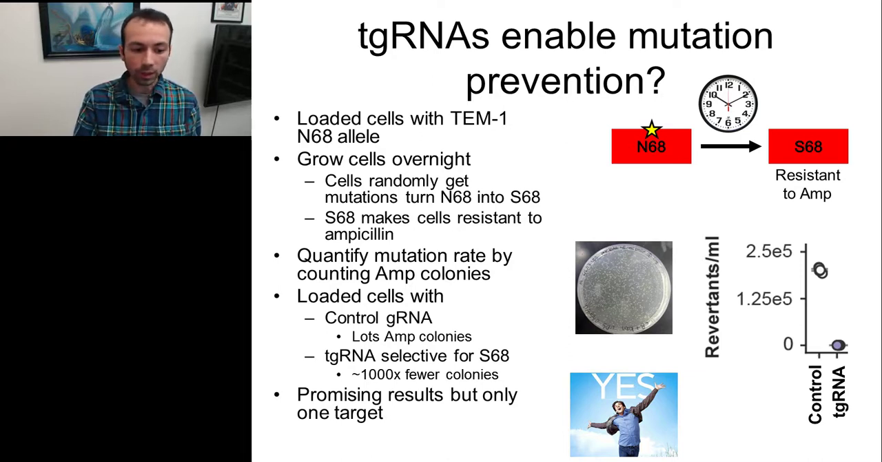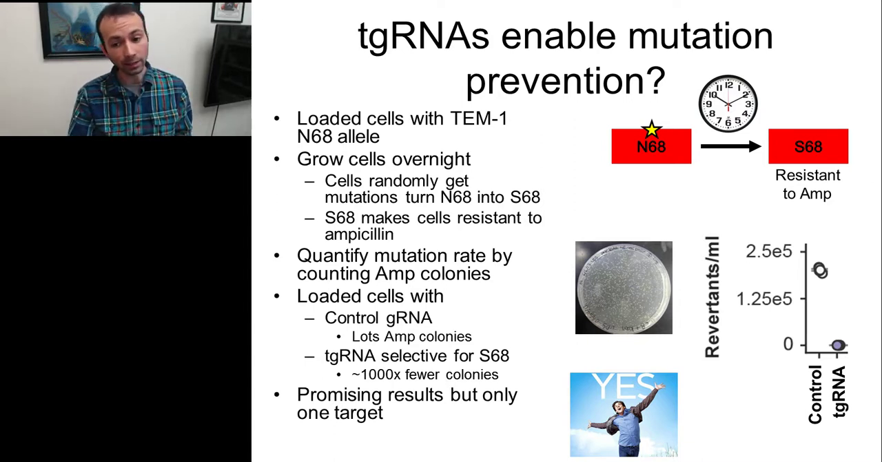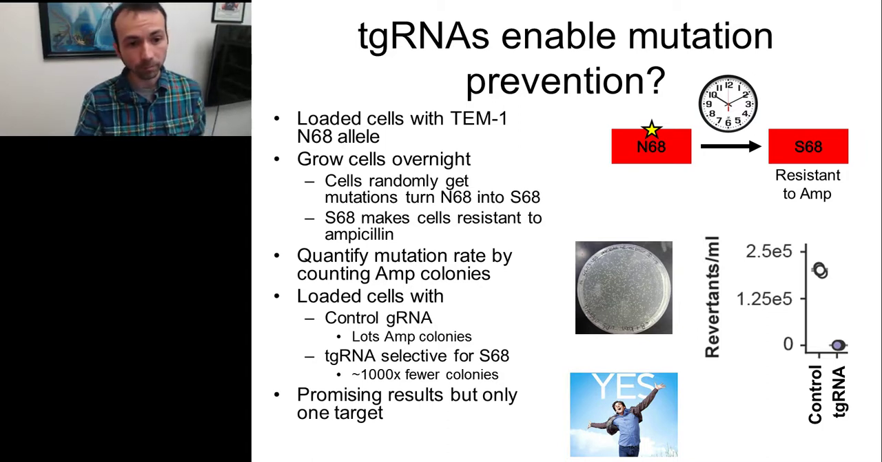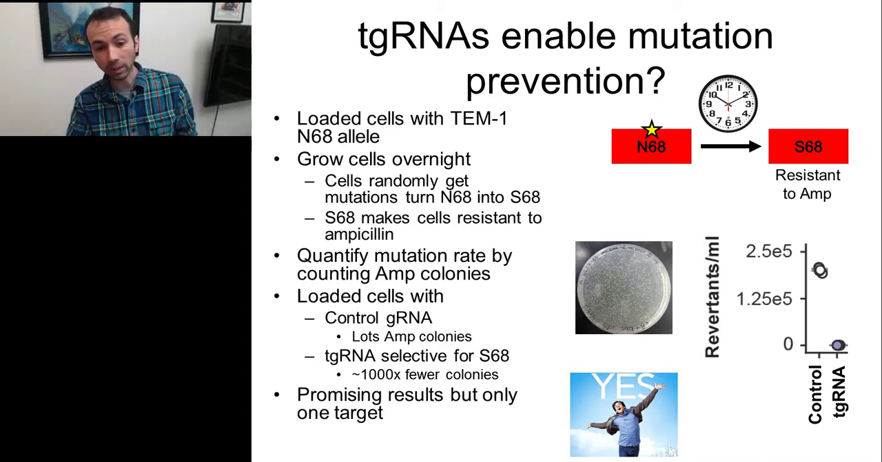We loaded cells with either our control guide, and we got a lot of revertants overnight, or we loaded them with a guide that was tuned and selective to only destroy S68 alleles but leave N68 alleles alone. After overnight growth, what we found is that we got 1,000-fold fewer colonies, arguing that our system was able to actively cut any S68 allele that emerged from the population. This was really promising, but again, it was only a single target, so we needed to do more.